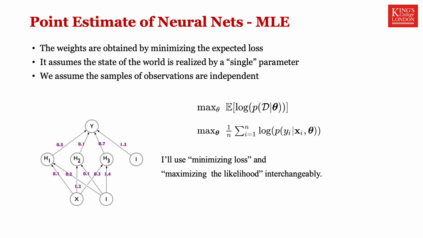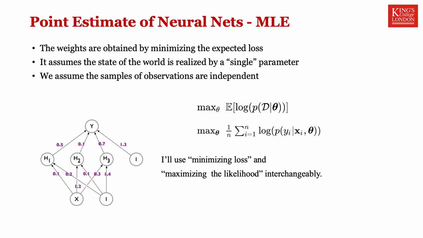In a maximum likelihood estimate setting, every time we do this forward pass, we're getting a point estimate of a neural network. So if you think about parameters as being a specific realization of parameters, every time you do a forward pass, you get a point estimate, one specific estimate of a single point over a distribution. So it assumes that the world is realized by a single set of parameters, which are fixed. And we also assume that the samples, or the observations, are independent.